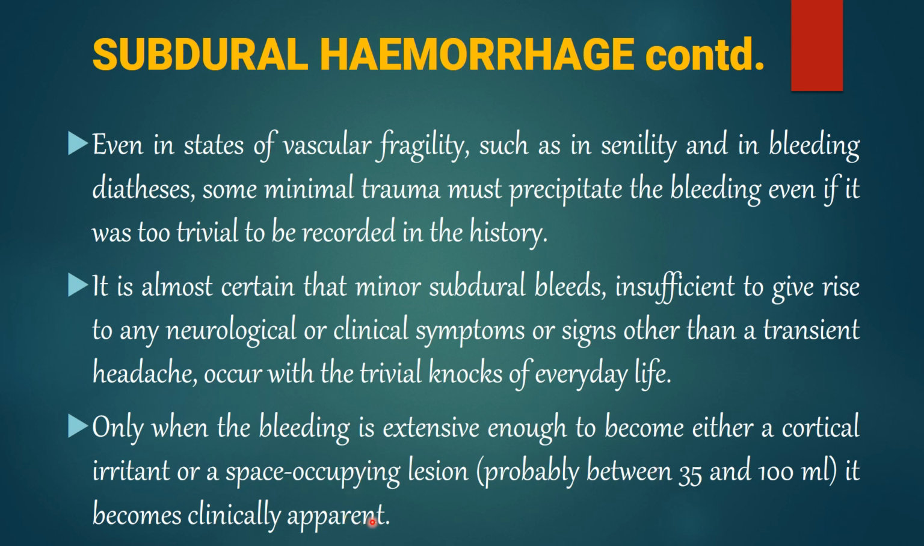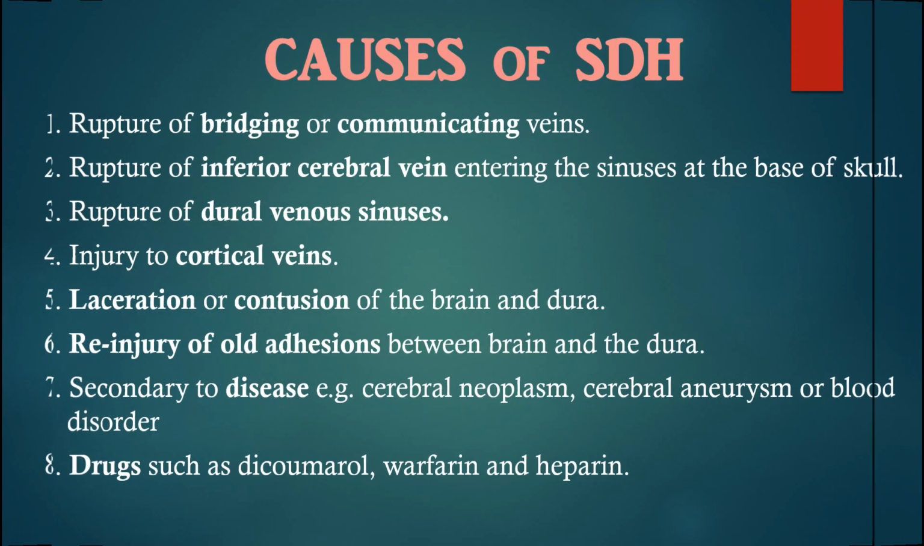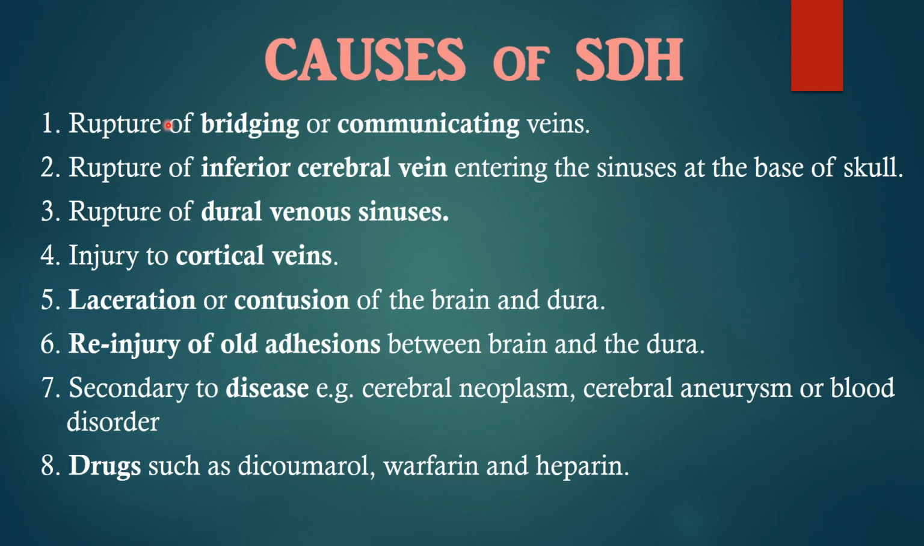The clinically apparent subdural hematomas are usually 30 to 35 to 100 ml in amount. More than 100 ml is fatal. The causes are rupture of bridging or communicating veins, or rupture of the inferior cerebral vein, or a dural venous sinus, and can be of cortical veins also. So you can notice the difference: in the extradural hemorrhage, I said that the source of the bleeding was branches of the middle meningeal artery. But here I am saying all these are veins. So that's the point of difference.